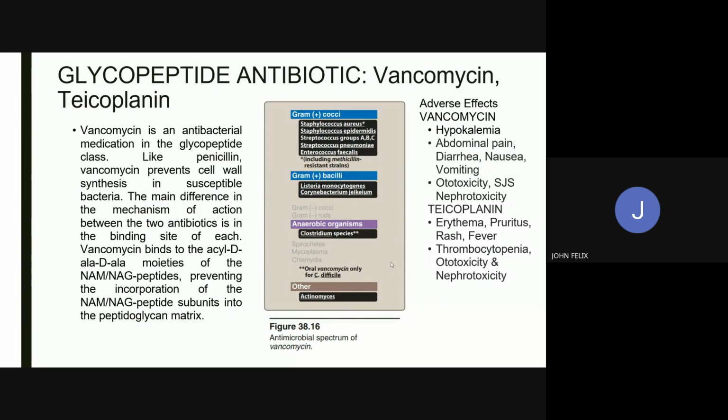Then we have adverse effects. With vancomycin, one of the important effects to be considered is that it can cause Red man syndrome when given as a fast IV infusion. And vancomycin can also cause hypokalemia, abdominal pain, diarrhea, nausea, vomiting, and sometimes ototoxicity, nephrotoxicity, and Stevens-Johnson syndrome. Teicoplanin can also cause ototoxicity and nephrotoxicity. Next one, please.